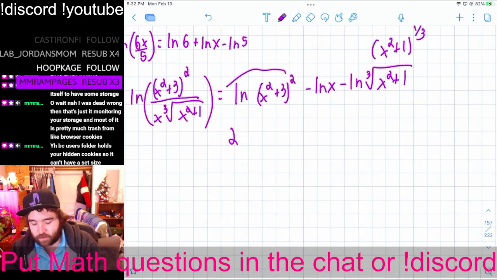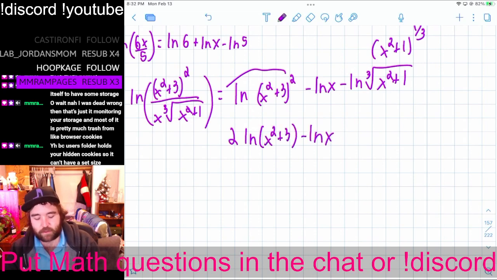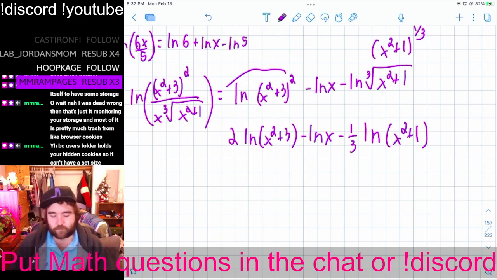2 times the ln of x squared plus 3 minus the ln of x minus 1/3 the ln of x squared plus 1. And there we go. And important to remember that when it's addition outside of the logarithms, you can put it together. But inside the logarithms, it would have to be multiplication.